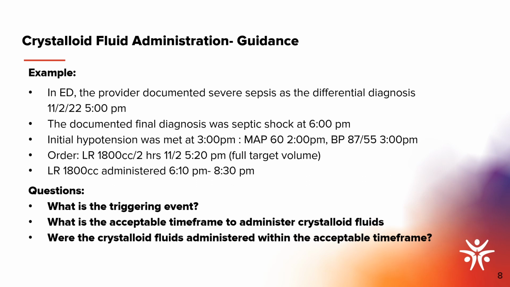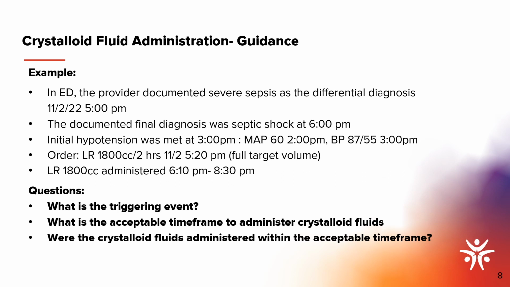Let's review a scenario that has multiple triggering events. In the ED, the provider documented severe sepsis as a differential diagnosis on 11/2 at 5 p.m. The documented final diagnosis was septic shock at 6 p.m. Initial hypotension was met at 3 p.m. with a MAP of 60 at 2 p.m. and a blood pressure of 87/55 at 3 p.m.